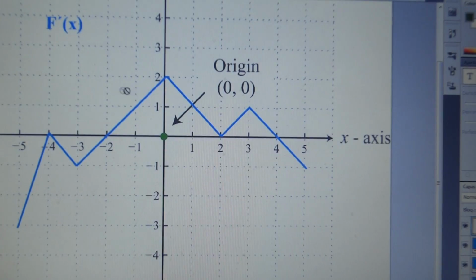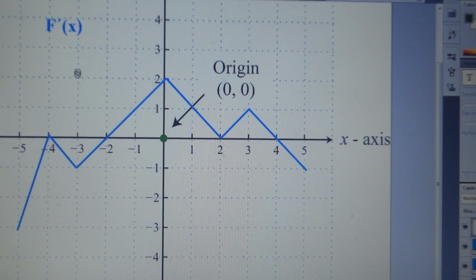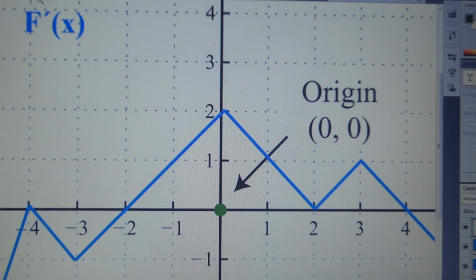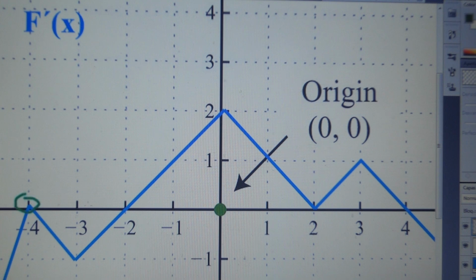Now, knowing this, we can solve another problem. From this equation here, this is not a graph of f of x, but a graph of the derivative of f of x. We're trying to figure out the critical points. The critical point is when f prime of x is equal to 0. Here, that will be at these points: -4, -2, 2, and 4.